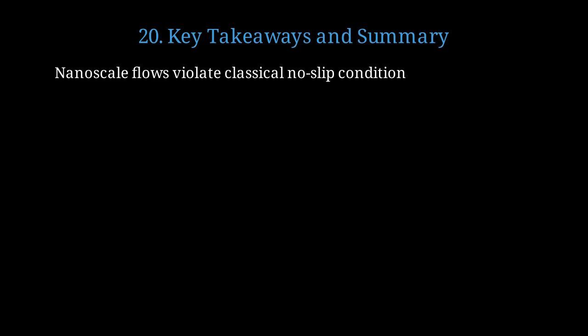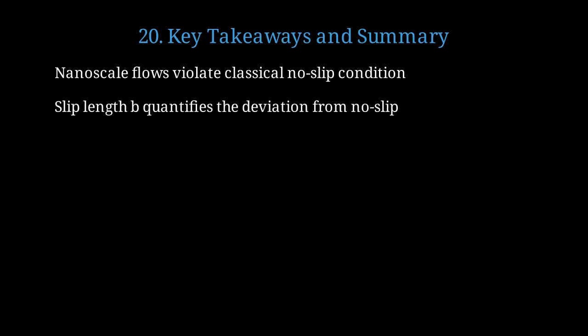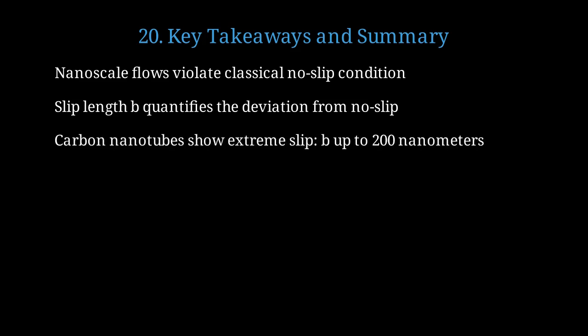Let's summarize the key concepts we've explored about hydrodynamic slip. First key point: at the nanoscale, the classical no-slip boundary condition breaks down due to weak fluid surface interactions. Second, the slip length parameter B quantifies how much the flow deviates from classical predictions. Third, carbon nanotubes show extreme slip with lengths up to 200 nanometers, enabling flow rates hundreds of times faster than expected. The enhancement formula shows flow rate equals classical prediction times 1 plus 4B over R.